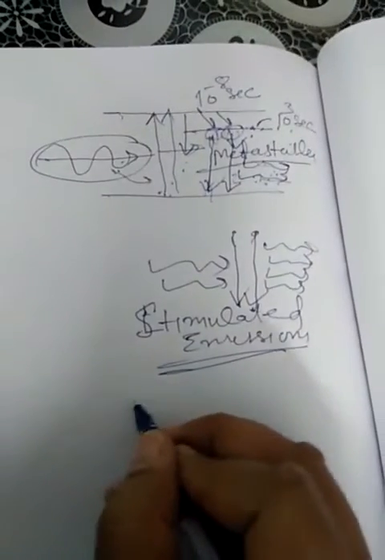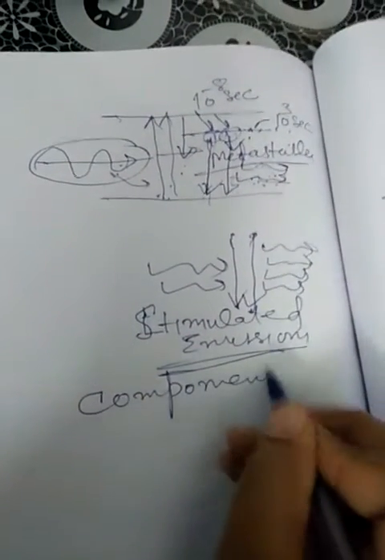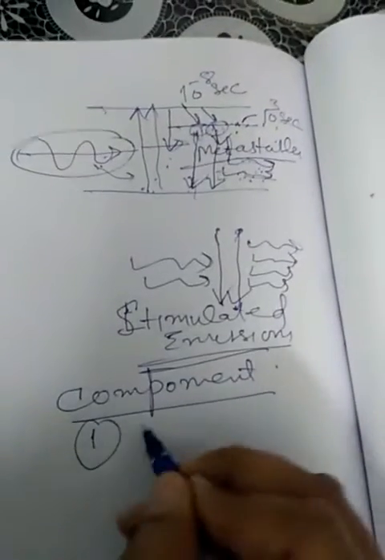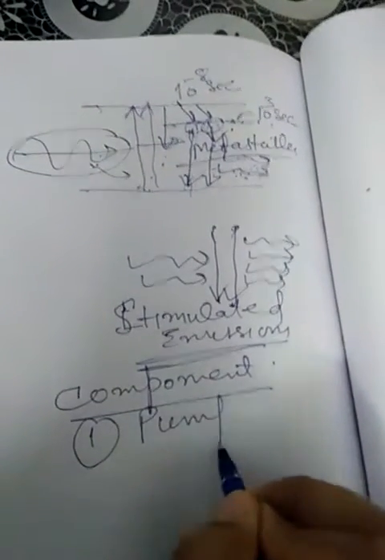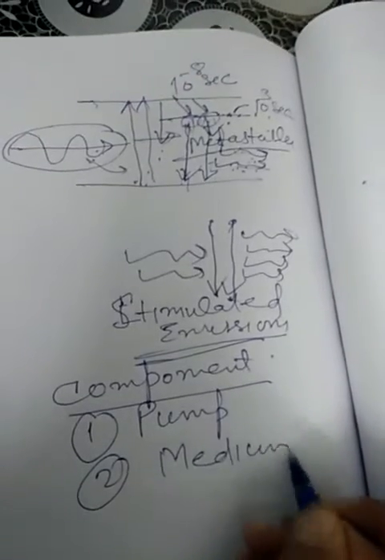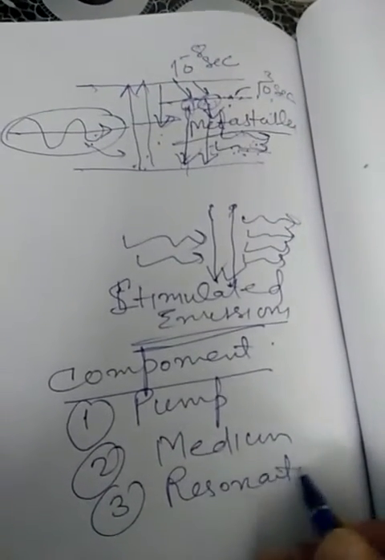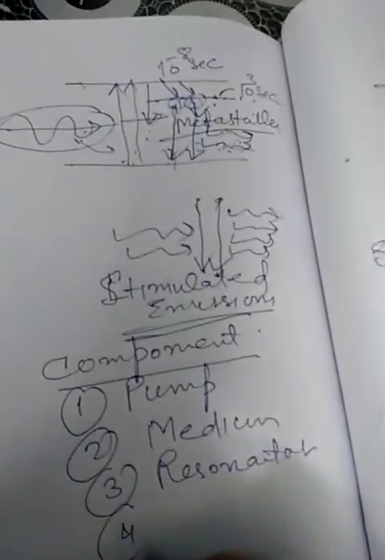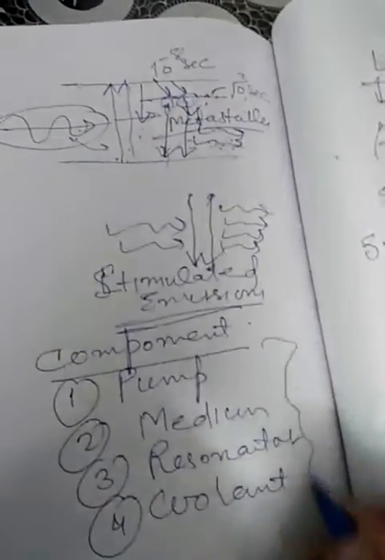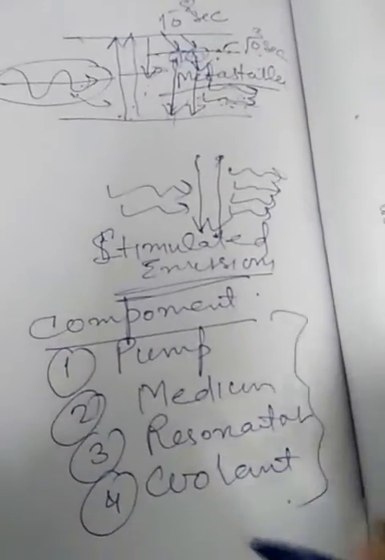Now the question arises: what are the components required to make the laser? These are the processes which are involved in the laser. The components required are: one is called a pump, the second a medium, and the third a resonator. These are the major components, and another secondary component, required only in certain lasers, is called a coolant. So these are the four components required: pump, medium, resonator and coolant.